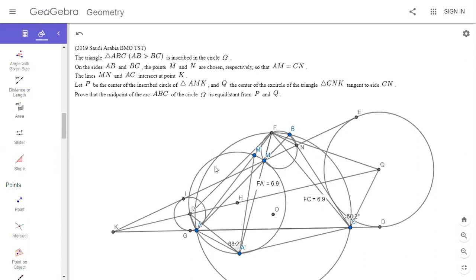But yeah, I've spent a while trying to do that. But maybe it would be better to show that this angle is equal. Angle FQC is equal to angle FPA prime. Let's see. We also know that FM is equal to FN.